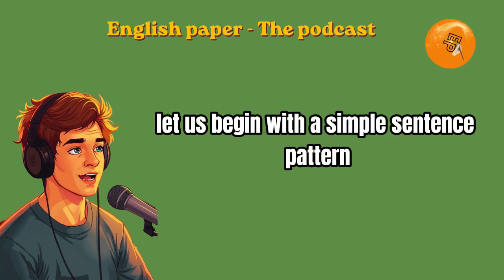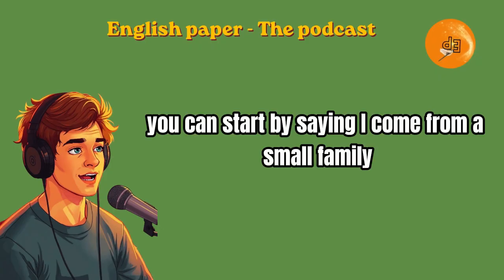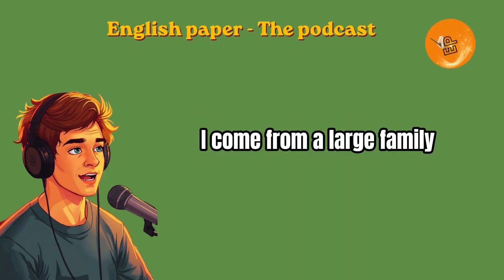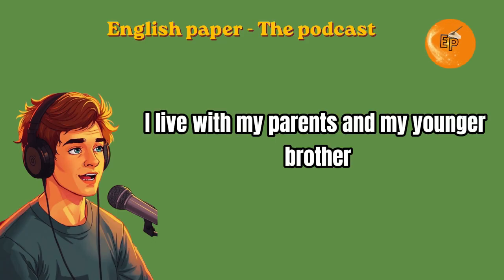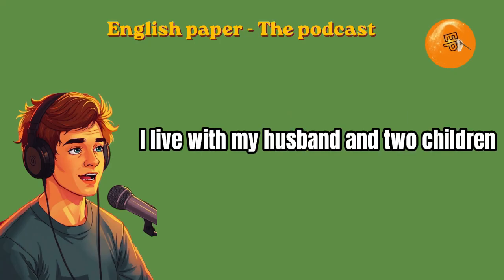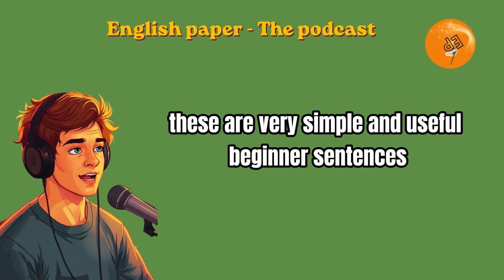Let us begin with a simple sentence pattern. You can start by saying, I come from a small family. I come from a large family. There are 4 people in my family. I live with my parents and my younger brother. I live with my husband and 2 children. These are very simple and useful beginner sentences.